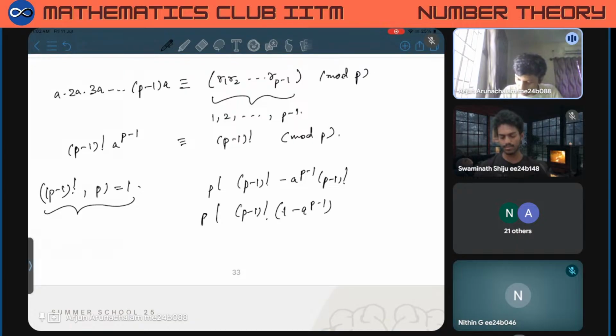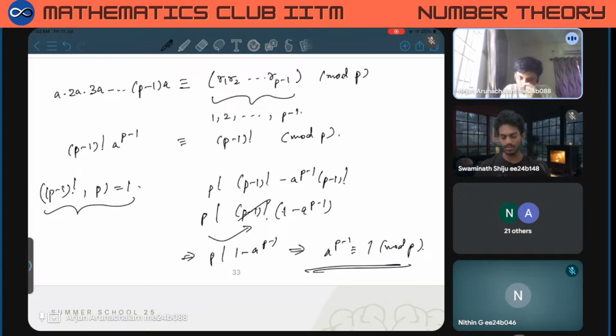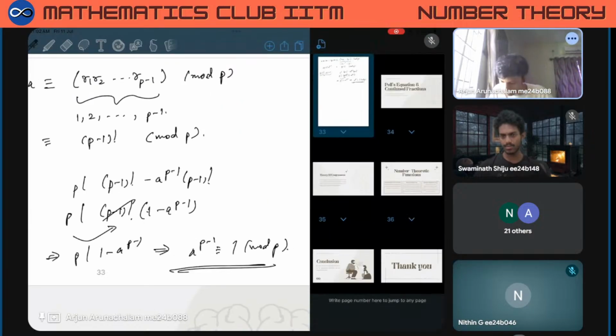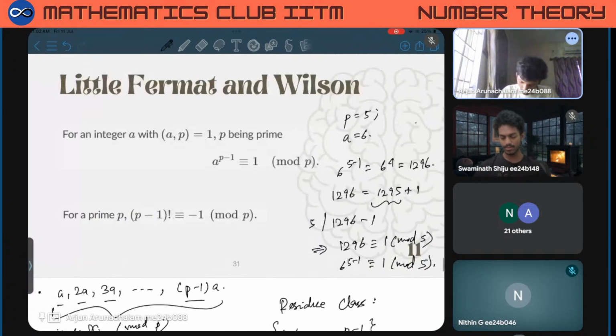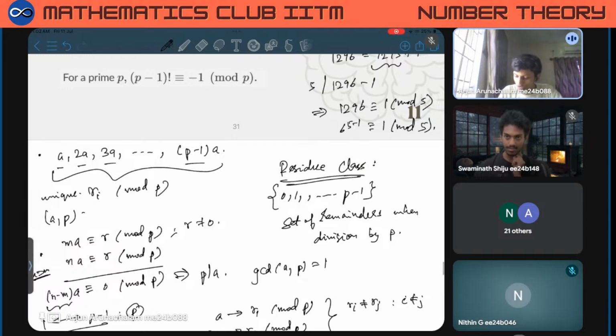Since P doesn't divide this, P should divide 1 minus A power P minus 1, and this implies A power P minus 1 is congruent to 1 mod P. So that is how you prove this theorem, right? So that's a simple proof of Fermat's little theorem, and the main thing to focus on here is the thing called residue class, right?